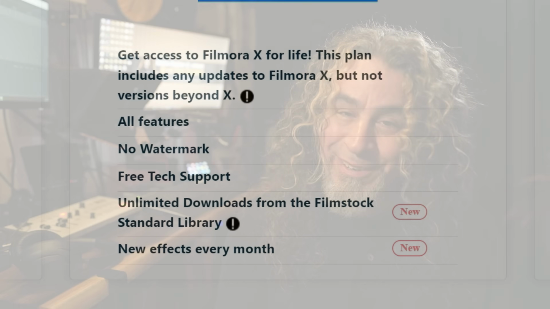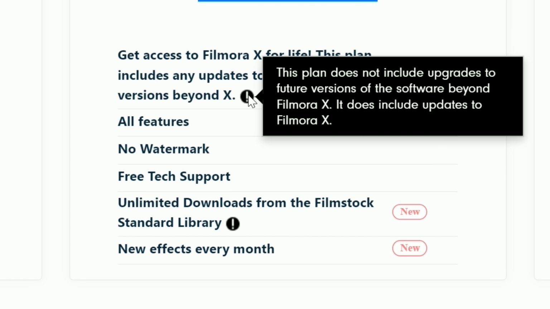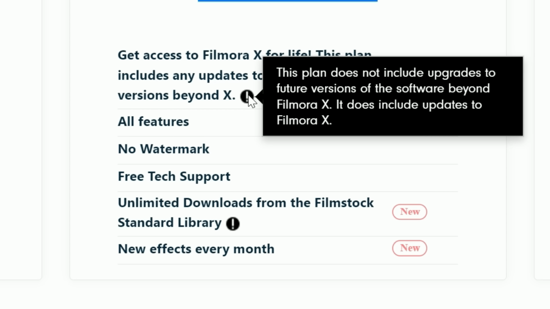Next to these plans, they actually had a tiny information bubble that at the time I thought was completely innocuous, but over time turned out to be a lot more ominous than expected. It said, "This plan does not include upgrades to future versions of the software beyond Filmora 10, but it does include updates to Filmora 10." Did you catch that? A subtle changing of the words there. They started using a word that they hadn't used before. Suddenly, new versions of the software weren't called updates, they were called upgrades.